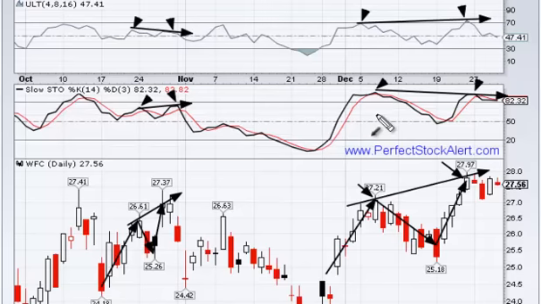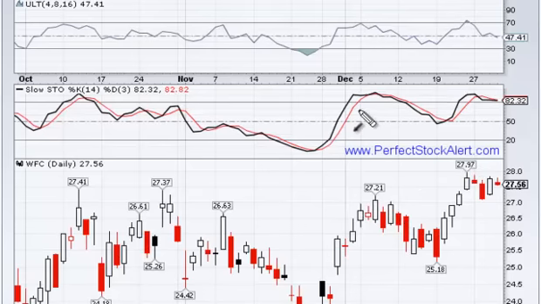Going back and looking at different charts, I find them miss several opportunities that the ultimate oscillator does not miss, and call several false signals that the ultimate oscillator does not fall for. So that is an excellent benefit there. Let's have a look at a positive divergence.